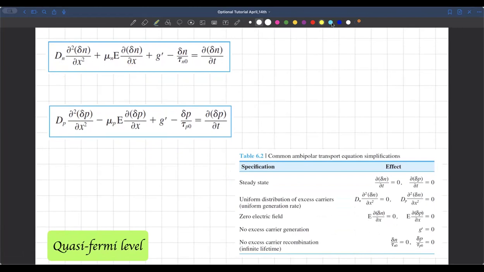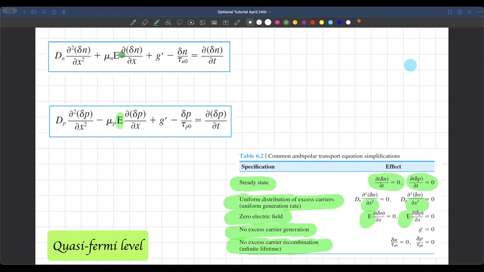Of course, these are the equations that you will be using over and over again. But again, telling you, most of the time there will be conditions given, and depending upon those conditions, you will have to decide which terms you're going to keep and which terms you shouldn't keep. So for example, steady state with respect to time, if there is no change in the carrier concentration, and if it's uniform, the spatial dependence will be zero, right? Zero electric field means this term will go to zero. And for example, if the generation rate is zero, you just drop this term.